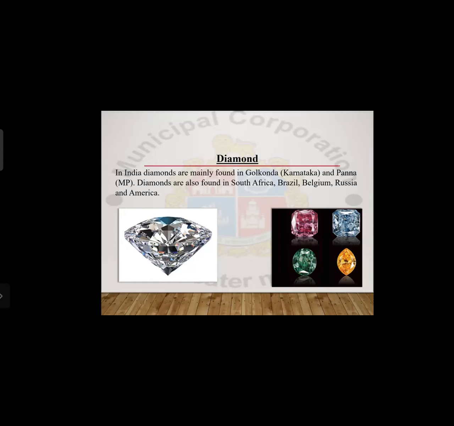So let us study diamond and have a look at its occurrence and properties. In India, diamonds are mainly found in Golconda, Karnataka, and Panna, Madhya Pradesh. These two are the places where diamonds are found in mines in India. Panna is the name of a place, but there is also a diamond known as Panna, since those diamonds are found in Panna. Hira Panna, like that. Diamonds are also found in South Africa, Brazil, Belgium, Russia, and America. Other than India, diamonds are found in different parts of the world.